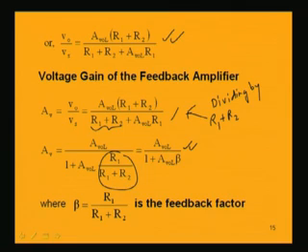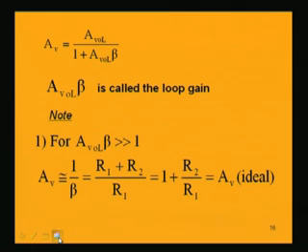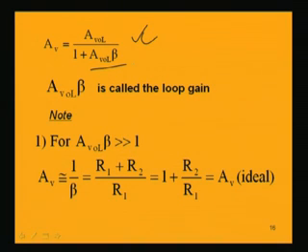Now, the gain has an expression given in this form, where AVOL beta is known as the loop gain. It is having a name loop gain because it is coming from the loop. Now, in this expression of AV, the difference between what we earlier got using ideal OpAmp is coming from the denominator term 1 plus AVOL beta.